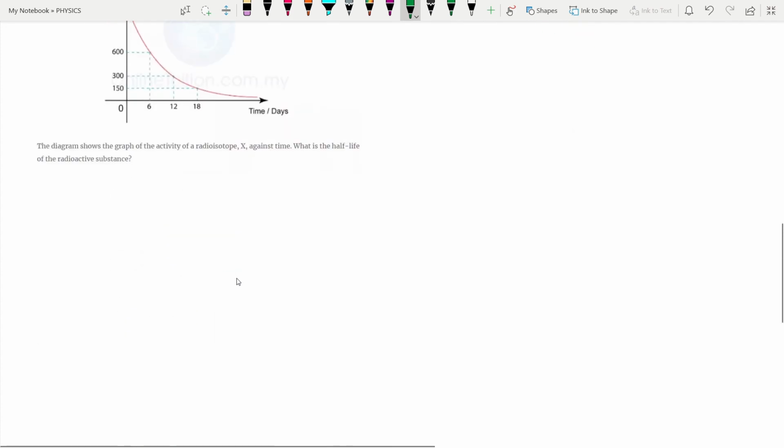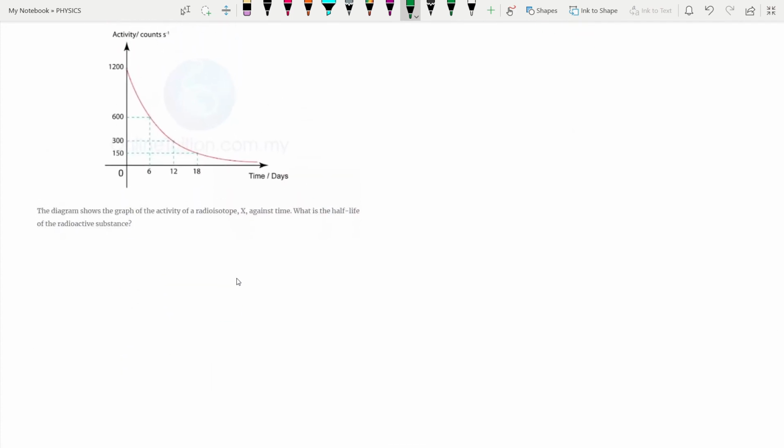Okay, for the next question. The diagram shows the graph of the activity of a radioisotope X against time. What is the half-life of the radioactive substance? This is one of the most typical questions they will ask in SPM. Alright, so you would have to know how to answer ataupun how to analyze this graph. So the graph ni tak susah pun. Yang penting awak tengok berapa dia punya original. Nak tengok original dia mesti daripada start dia. Ini start dia. Okay, which means berapa value yang dekat sini, y-intercept dia tu adalah original dia. Okay, so A0, which is the original, is 1200 ataupun 1200.